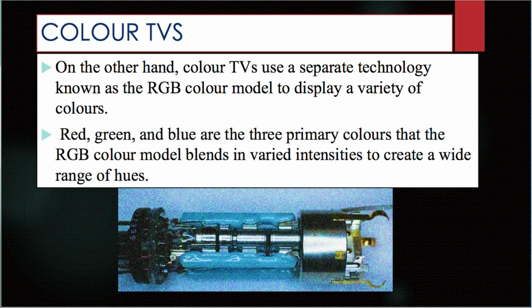is used to deploy varieties of colors. Red, green, blue are the primary three colors that the RGB model blends in varied intensities to create a wide range of hues. So here in this image you can see an electron gun on which the color TV models are based. So it has three electron guns which are red, blue and green.